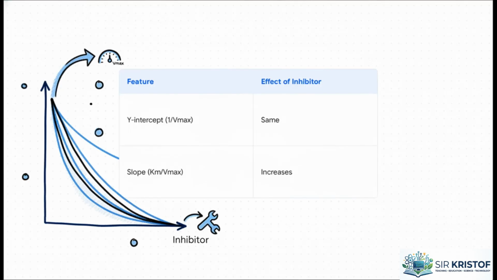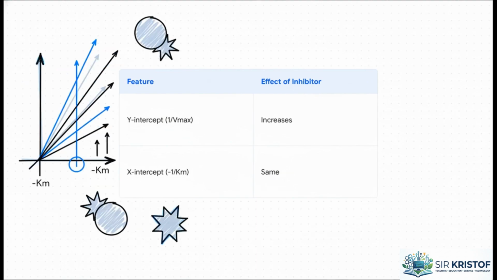So for competitive inhibition, the signature is a set of lines that all pivot around the same exact point on the vertical y-axis. That shared intercept is the giveaway. It shows us that Vmax, the top speed, hasn't changed. The lines just get steeper and steeper as you add more inhibitor, which shows that you need more substrate to get the job done.